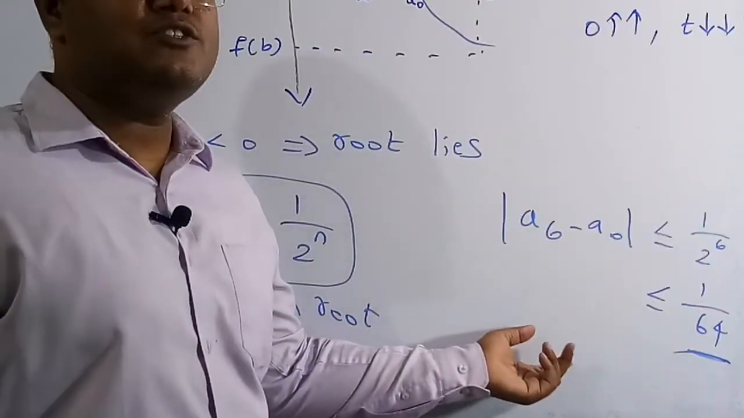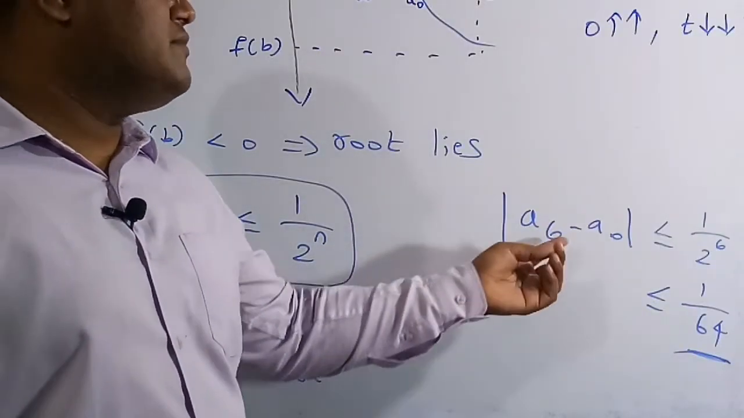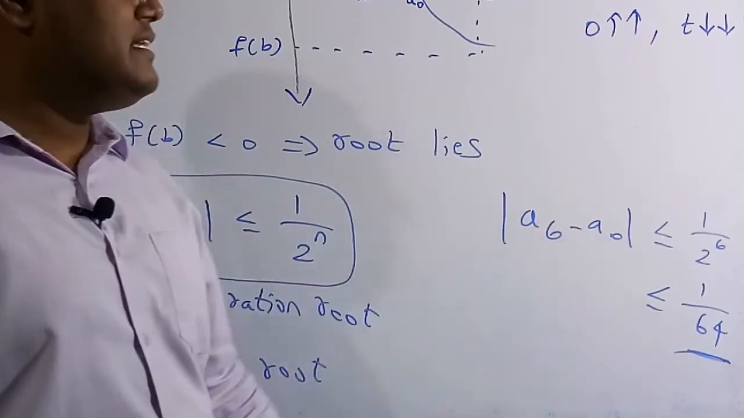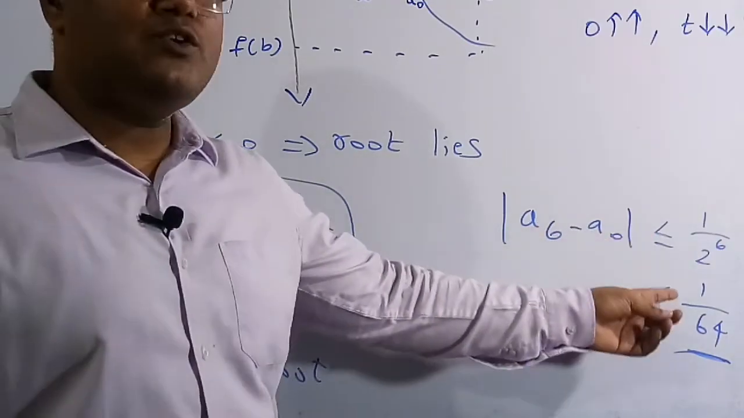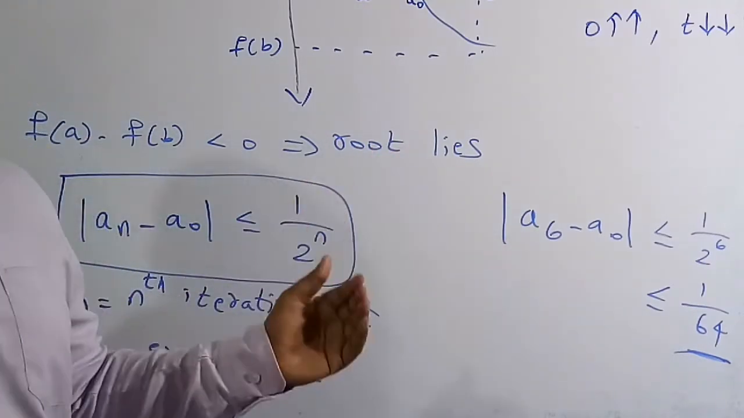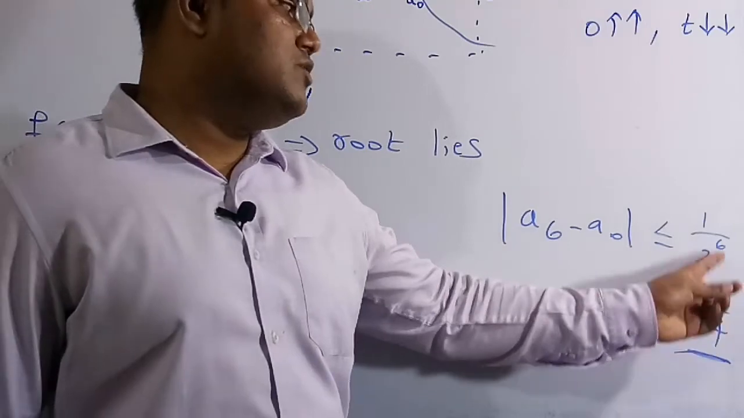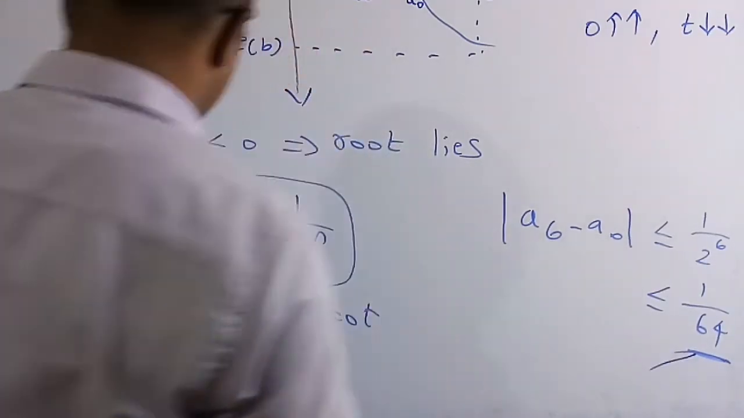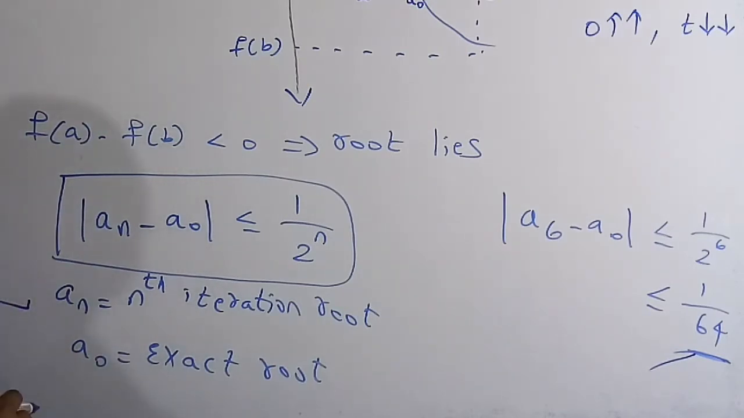In the question they have asked for the value of the modulus of a6 minus a0, where a0 is the exact root and a6 is the nth iteration root. So it is less than or equal to 1 by 2 to the power of n, where n is 6 iterations. So 1 by 2 to the power of 6 is 1 by 64. This is the correct solution of this question, where an is the nth iteration root and a0 is the exact root.